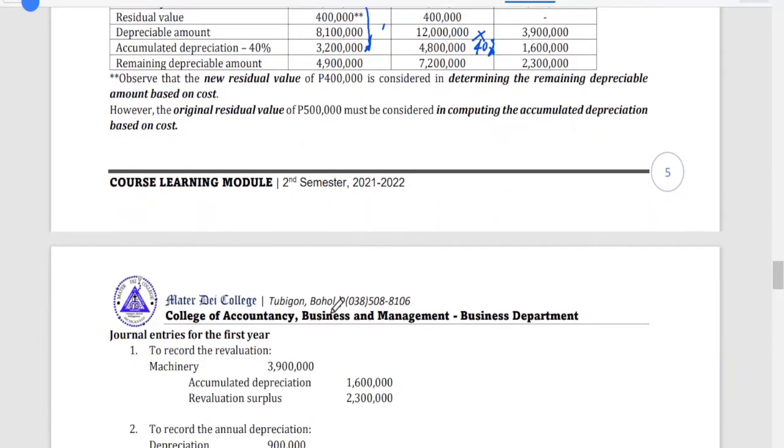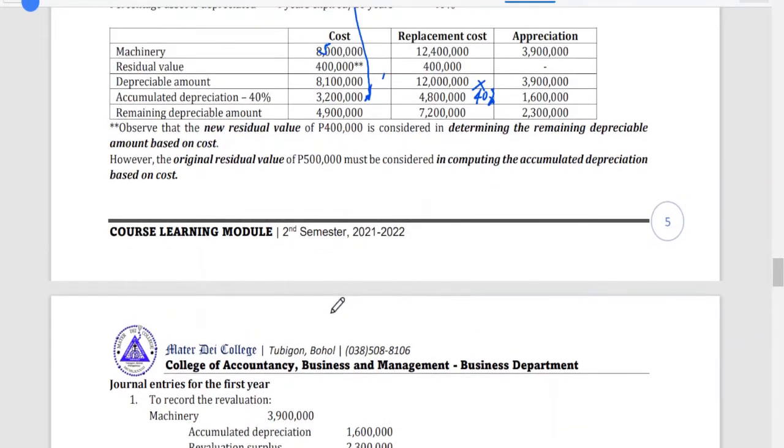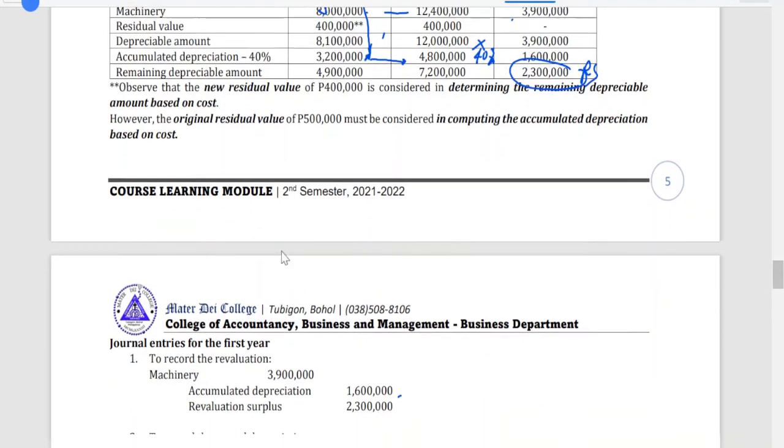Now let's prepare the entry. To record the revaluation, how much is the increase in the machinery? This is your increase, 3,900,000. So debit machinery, 3,900,000. For your accumulated depreciation, the difference, you have 1,600,000, and the revaluation surplus of 2,300,000.